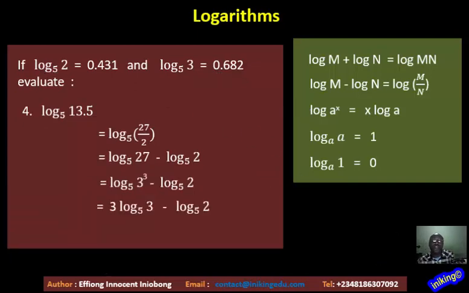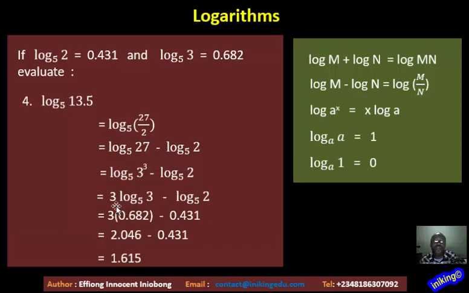So that's it there. You can see our 27 was changed to what? 3 raised to power 3, and then the 3 goes to the back. And then we move further, substituting the value. Log of 3 to base 5 given to us as 0.682. Multiplying that out, we have 2.046 as we obtained earlier, and then you subtract 0.431 to arrive at 1.615. So the logarithm of 13.5, we can see using the values given to us above, is 1.615. That brings us to the end of the laws of logarithms.